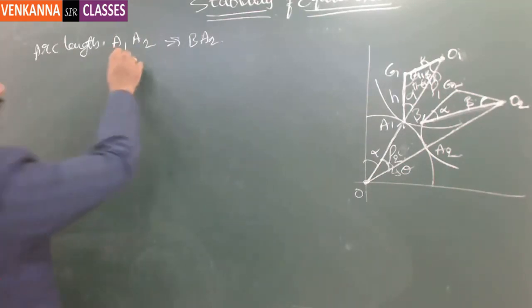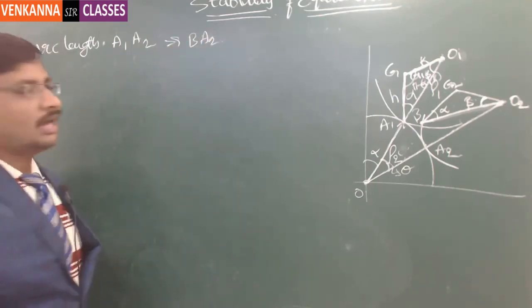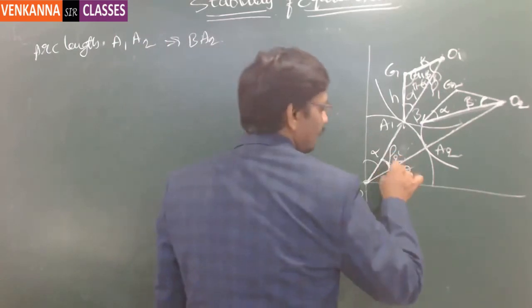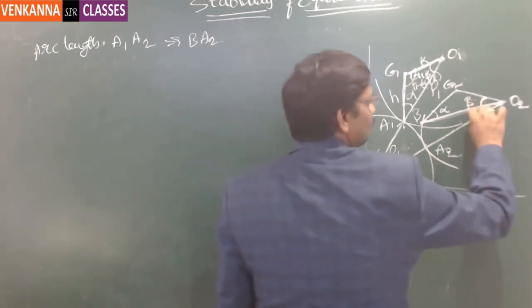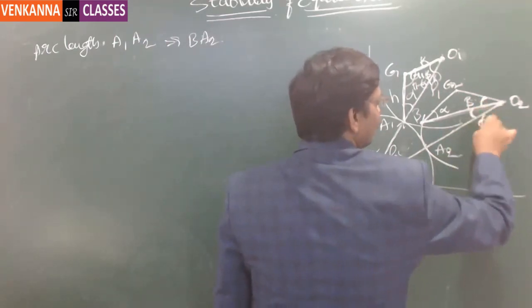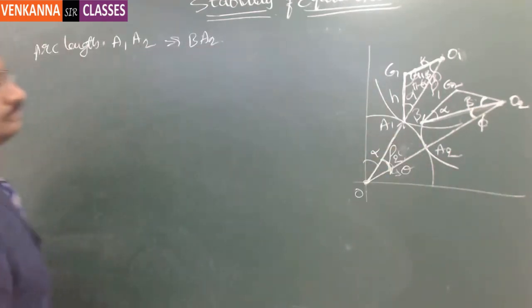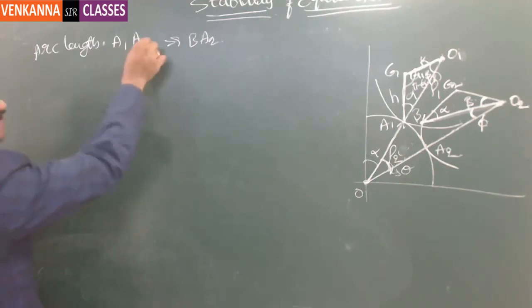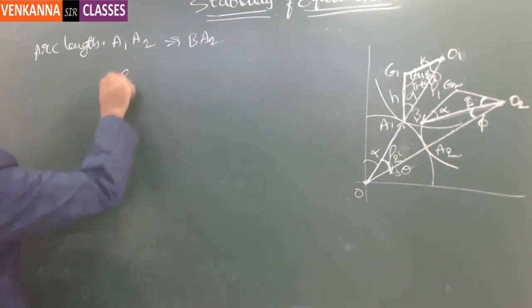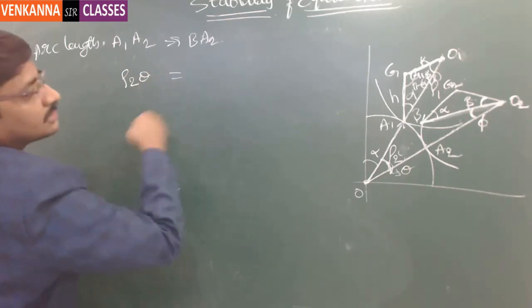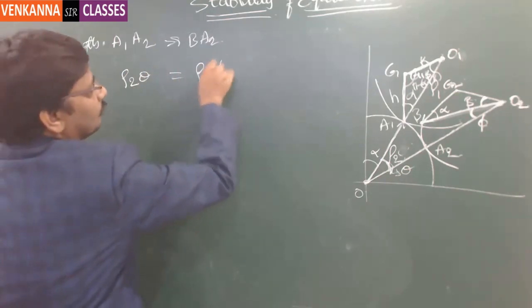So A1A2 is equal to BA2. And from there I can get a relation. Let us say this angle is theta and this angle is phi. I call this angle phi. So A1A2 is equal to rho 2 theta, and the same thing is equal to rho 1 phi.